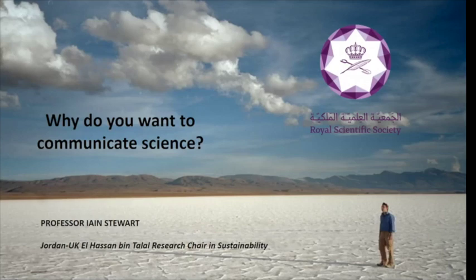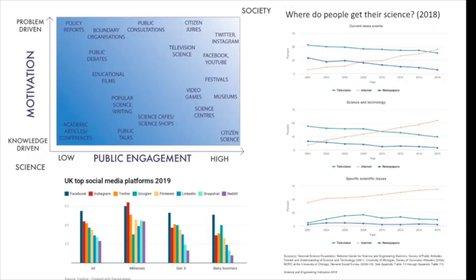But first of all, to the actual idea of science communication. In the top left there, you see what I see as a kind of landscape of science communication. The vertical axis is what is the motivation of the scientist, if you like? Is it in the bottom there, knowledge driven? It's about finding out facts and information and telling people amazing things about the planet. Or at top, problem driven? Is it being given problems by society and helping solve those issues? And then along the bottom is the extent to which we invite the public in, going from low on the left to high on the right.